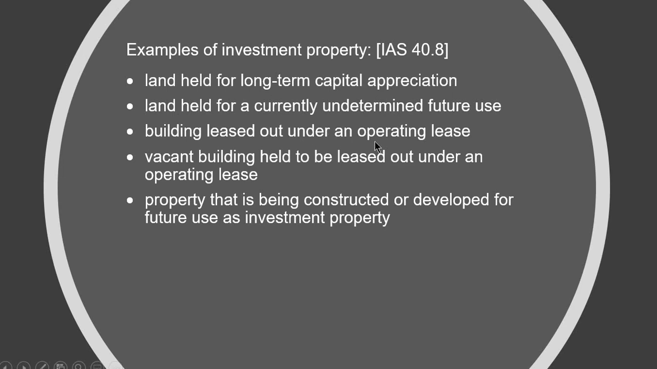Now, building leased out under an operating lease. So for example, you have a commercial building and you lease it out to tenants. As a result, the owner will earn rental income. So the said building leased out under an operating lease will be classified as an investment property. For example, a vacant building held to be leased out under an operating lease. And property that is being constructed or developed for future use as investment property.